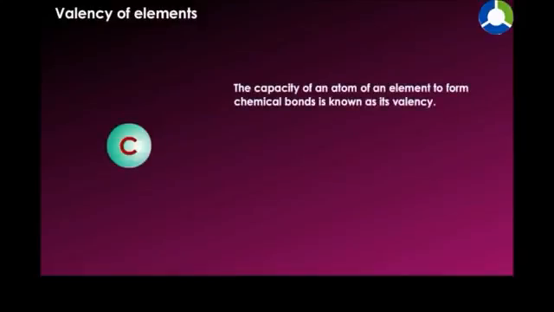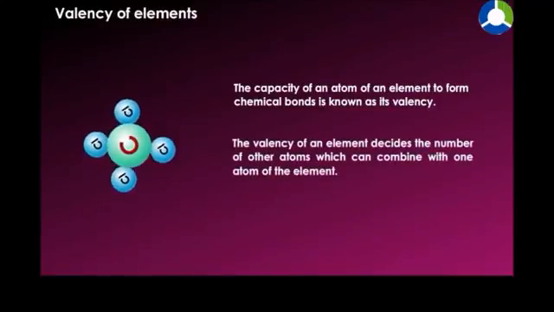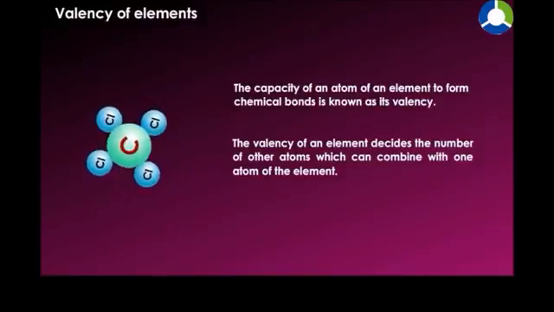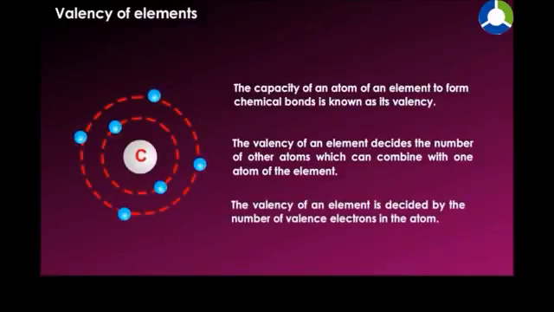The capacity of an atom of an element to form chemical bonds is known as its valency. The valency of an element decides the number of other atoms which can combine with one atom of the element. The valency of an element is decided by the number of valence electrons in the atom.